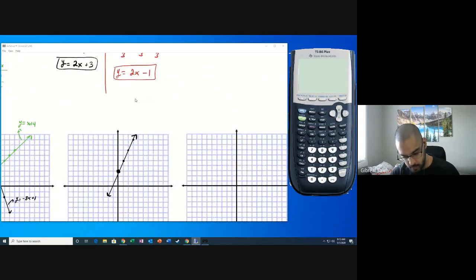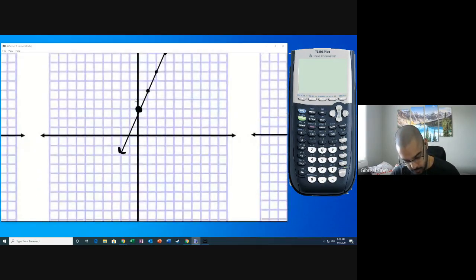Now in red, y equals 2x minus 1. So I've got a y-intercept of -1, so I'm just underneath that x-axis. My slope is still 2. So up 2, right 1. Up 2, right 1. Up 2, right 1. There's my line.